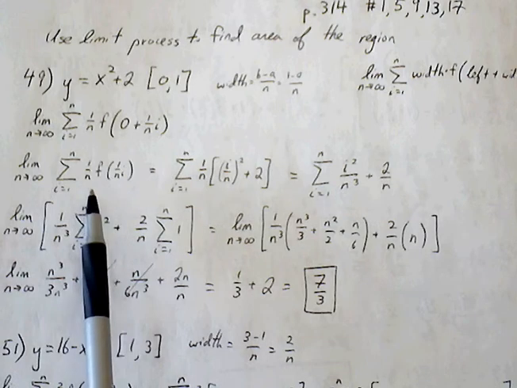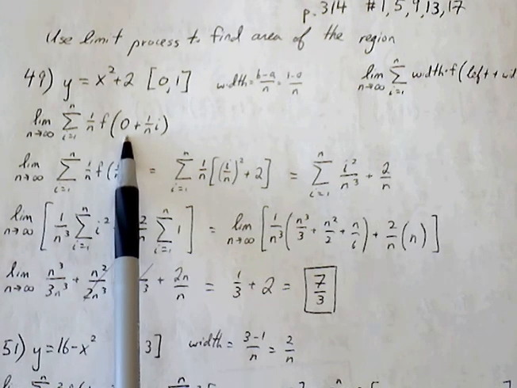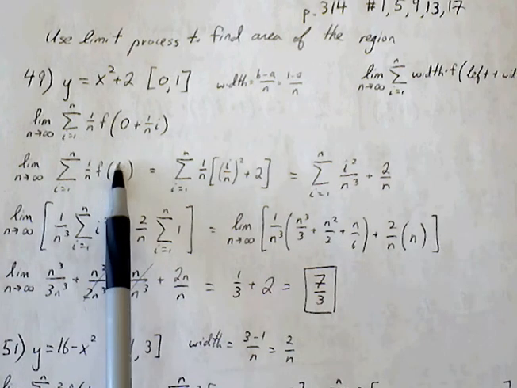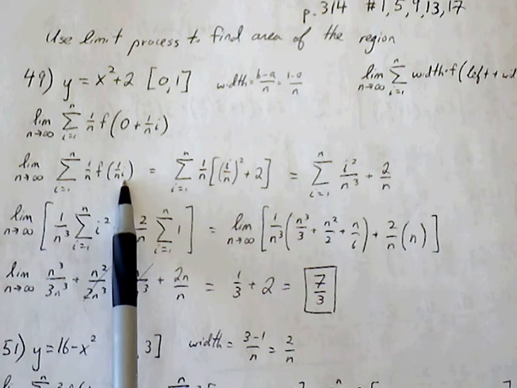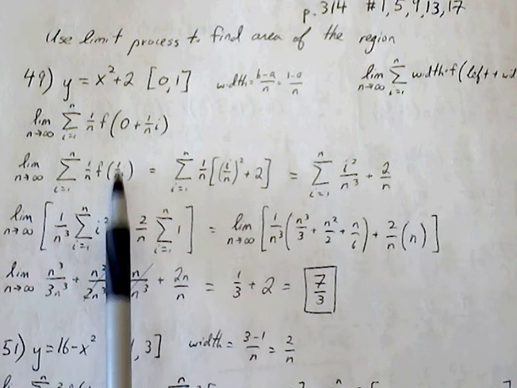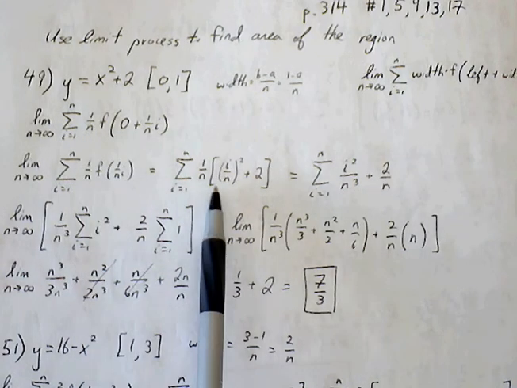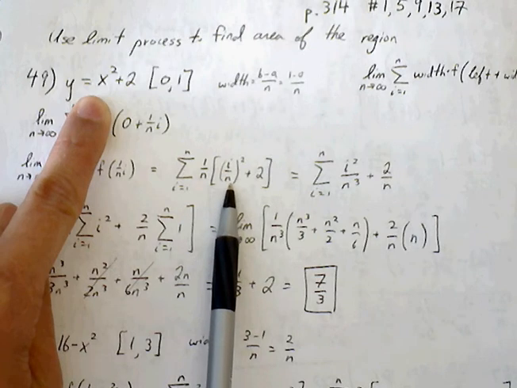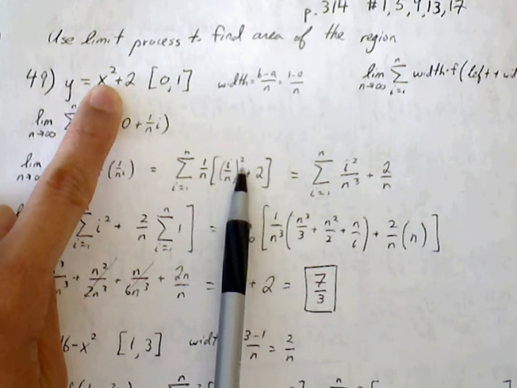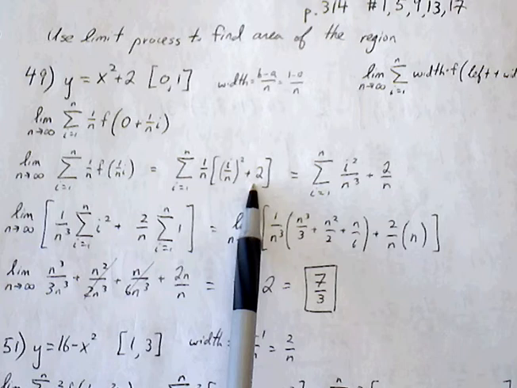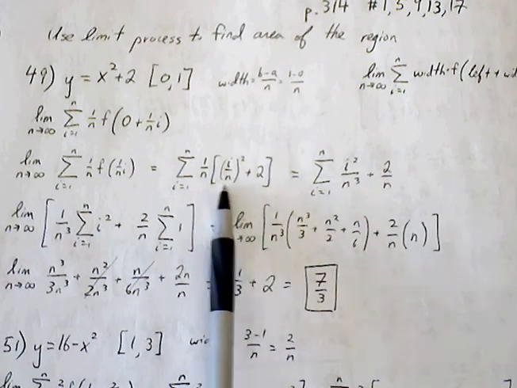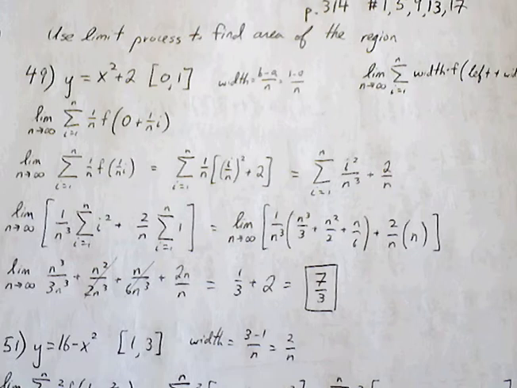Now 0 can just go away, which makes it a little bit simpler. We can rewrite it as f of 1 over n times i, so we're simply plugging 1 over n times i into the x. That gets us i over n, squared, plus 2. We've gotten it out of function notation, so now we can try to combine this together.